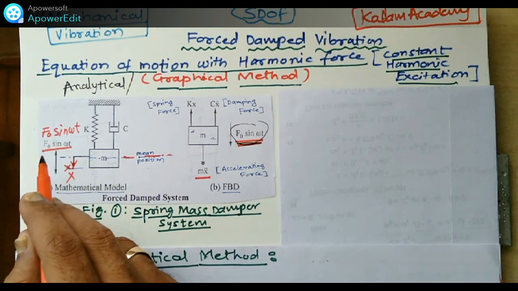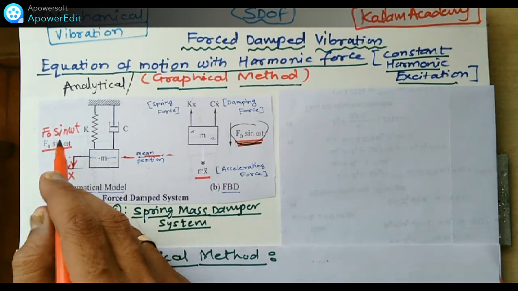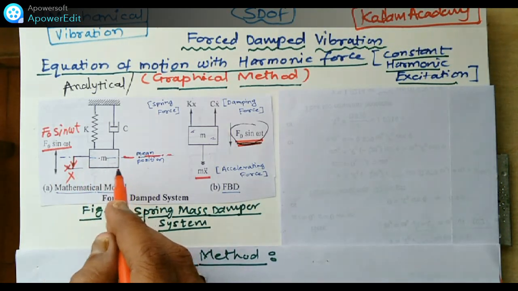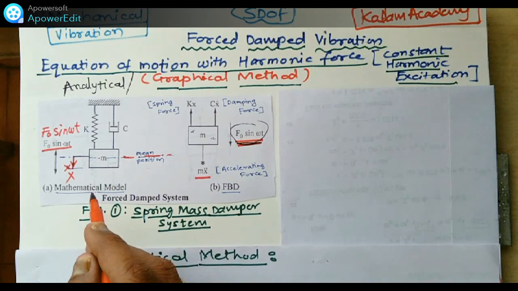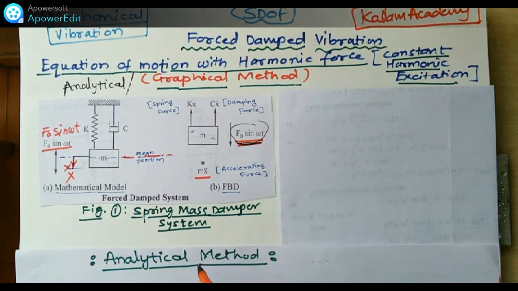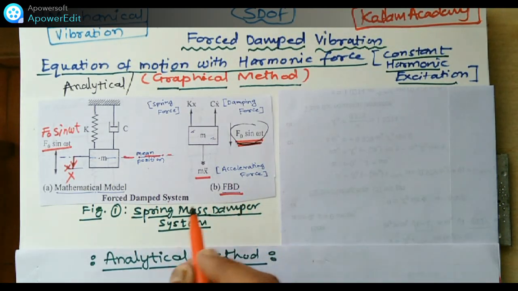Here is the Fo sin omega t. That is the harmonic force. The harmonic force is given on this system. This x is the displacement. This is the mathematical model representation of this spring mass damper system. And this is the FBD, free body diagram.